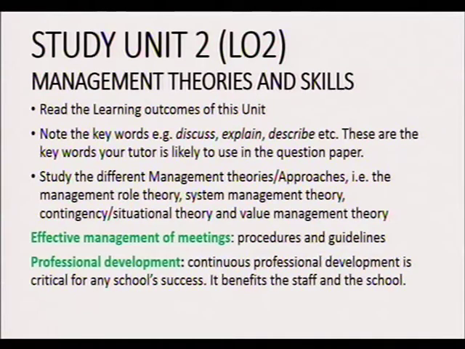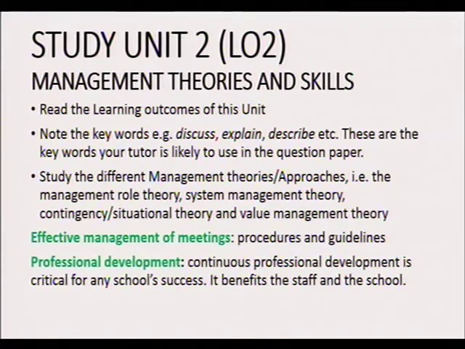Your study guides also refer to management theories and skills. Again, read the learning outcomes of every unit, and note that we use keywords. These keywords are used in your study guide, and you will also recognize them in your question paper. For example, discuss, explain, describe. And mostly when you study or you go through your learning outcomes, you will see these keywords.